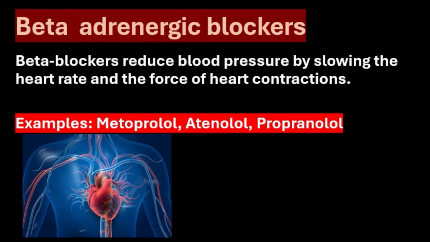Next category is beta adrenergic blockers, or beta blockers. Beta blockers reduce blood pressure by slowing the heart rate and the force of the heart contraction. So beta blockers basically act on the heart. Alpha blockers act basically on the smooth muscles of the blood vessels. Examples are metoprolol, atenolol and propranolol. Most of the beta blocker drugs end with lol.